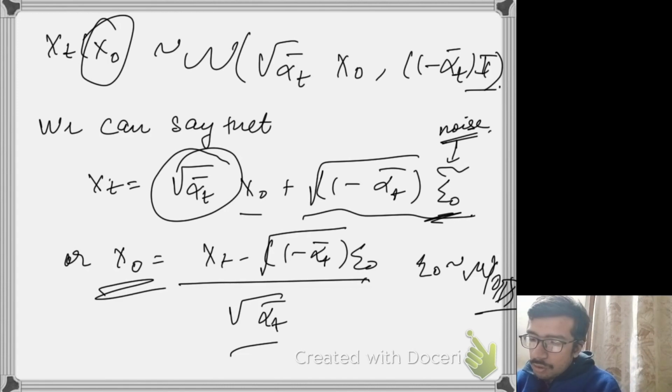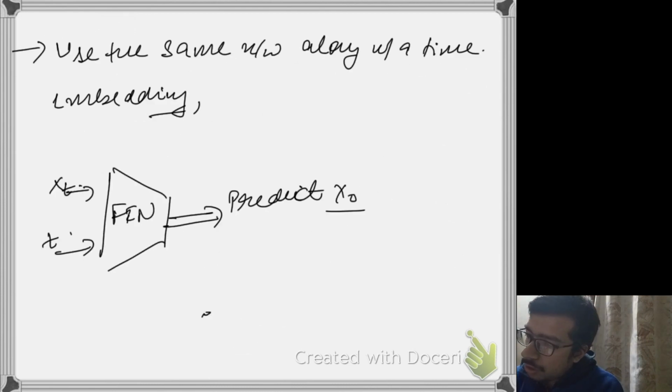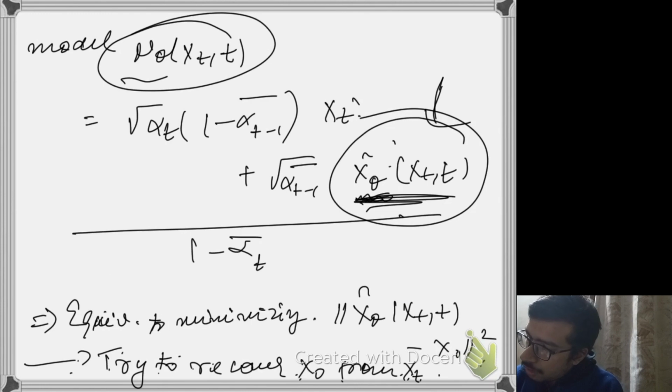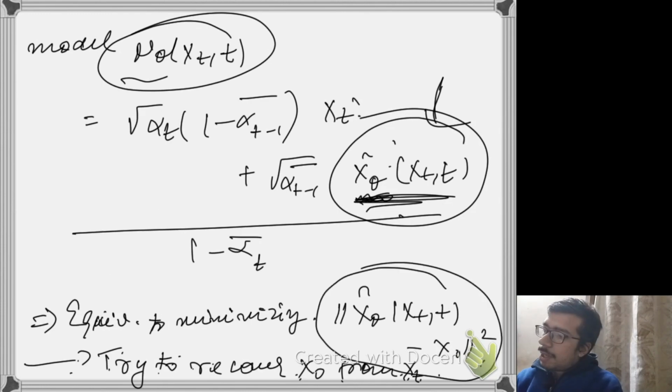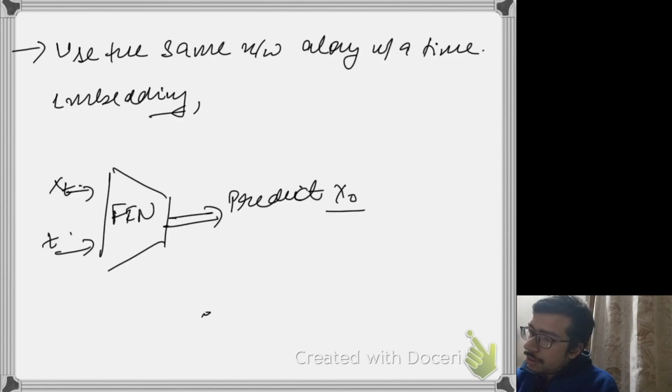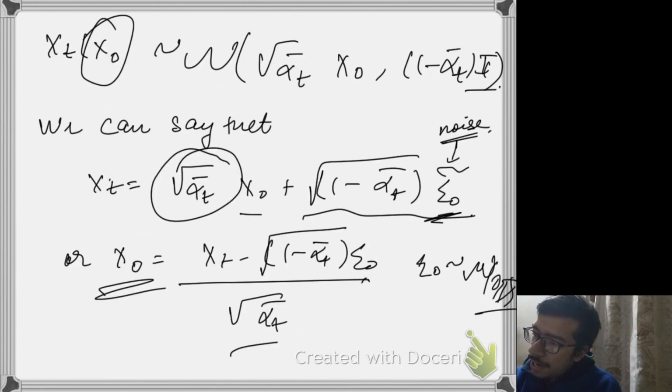So when we are trying to minimize the difference between x theta hat and x naught, as we said, we parameterize mu theta as a linear combination of xt and x theta hat, where x theta hat is trying to approximate x naught. Then essentially we can even model x theta hat as also of this form.